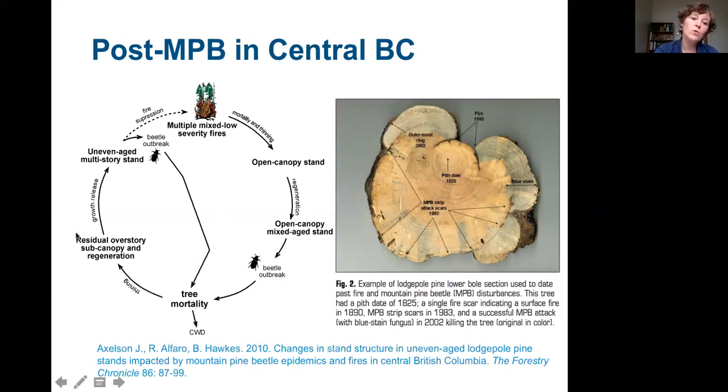As time moves forward, the system sort of adjusts. You get a more uneven age stand. Now, instead of this going back to fire, as historically we believed it would have been, it goes back to a bark beetle outbreak, right? And so you get these successive waves of bark beetle outbreaks over multiple decades that result in smaller trees, and in the case of central British Columbia, regeneration to pine.